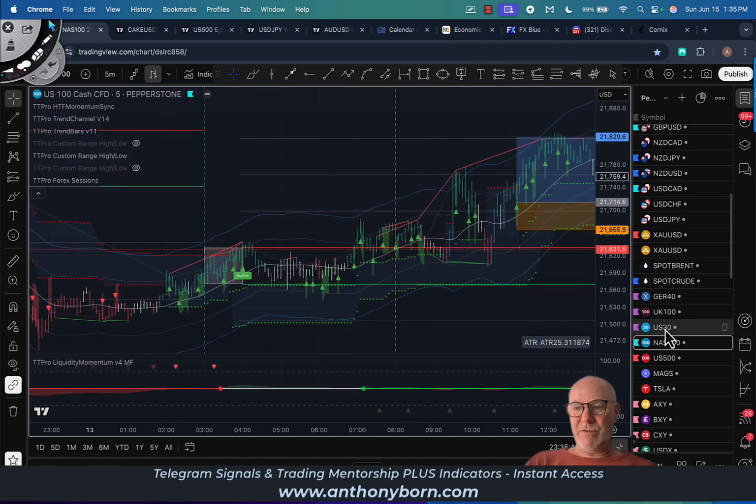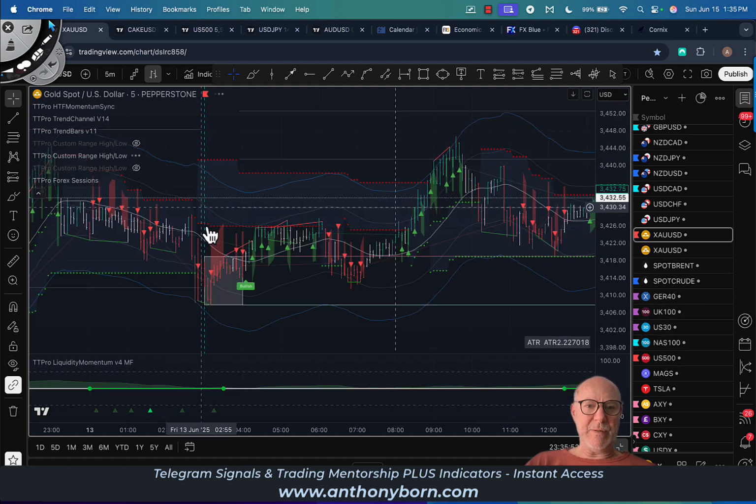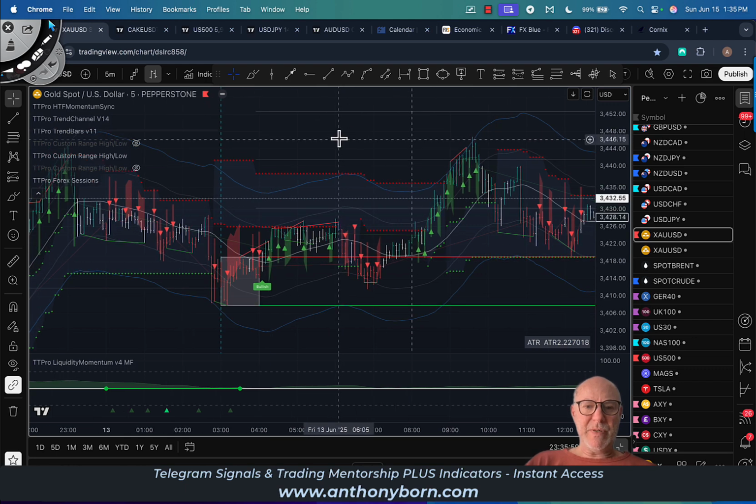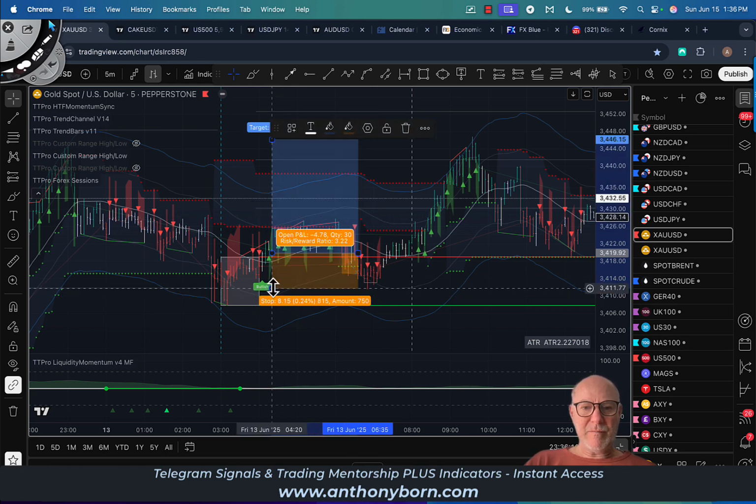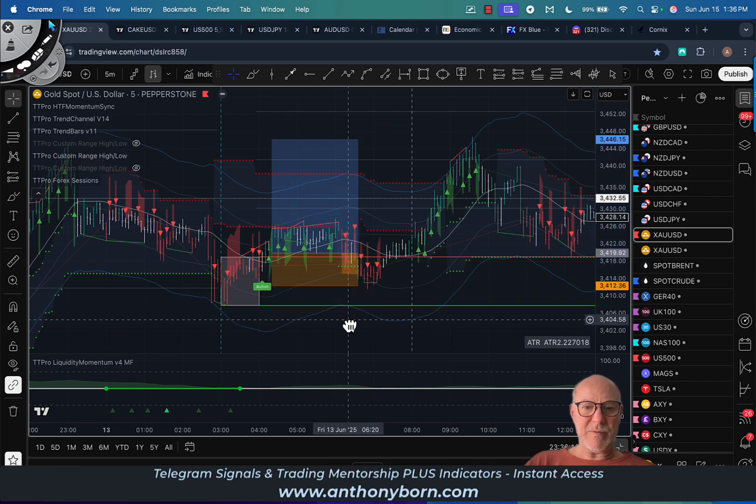Let's just do it by eye. 2R, NAS, okay, gold. We're looking at that blue line where the box is. First signal was green. Depends on your stop loss with that one. But there's your signal. You probably want to definitely go under that.